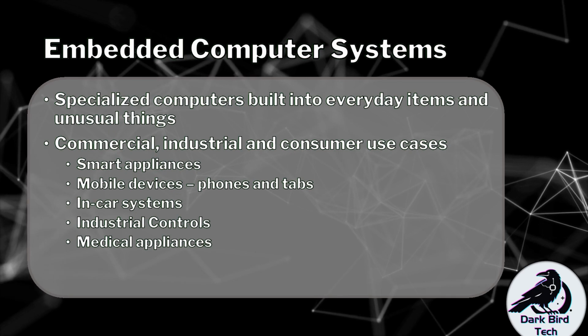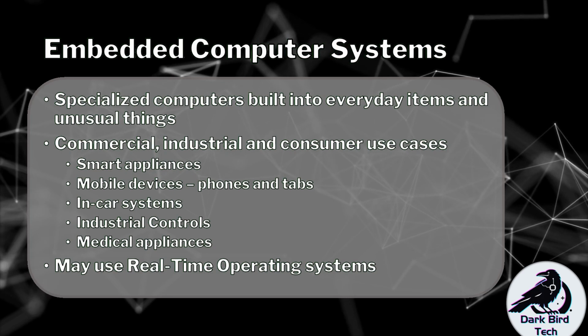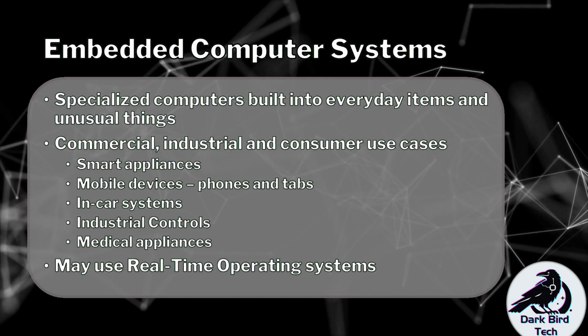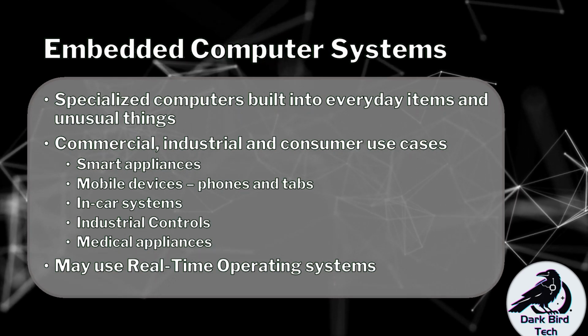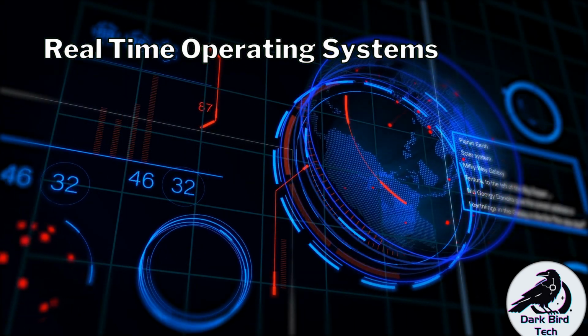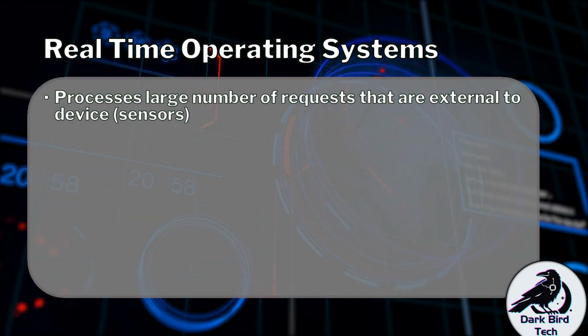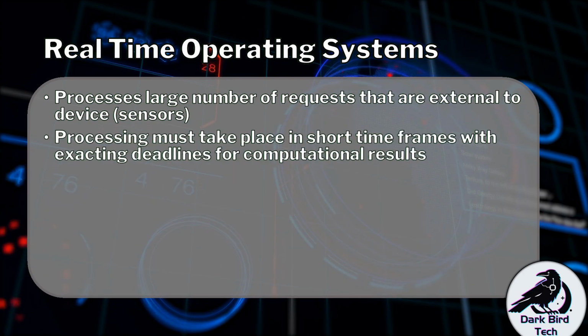Now, in some cases, these embedded computers will be using real-time operating systems. Now, I want to take a little detour and just explain to you guys what on earth is a real-time operating system. Windows, isn't it? So with a real-time operating system, what you're looking at is an OS that can handle a large number of requests that usually come from an external source, like a sensor. And it's going to have to do processing in a short amount of time with a very precise deadline for the results of that processing and computation.